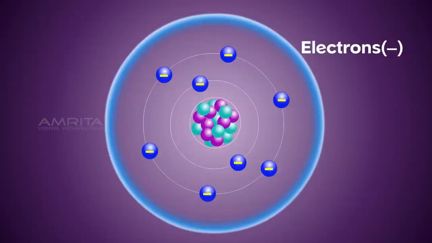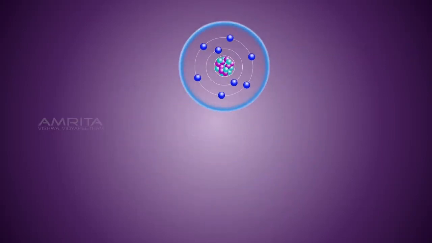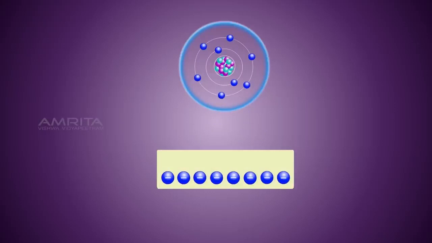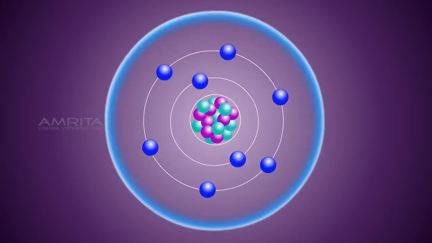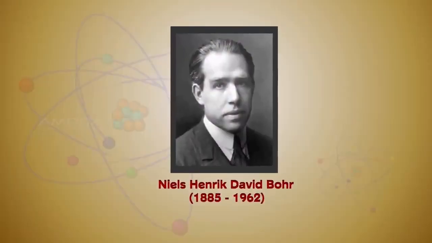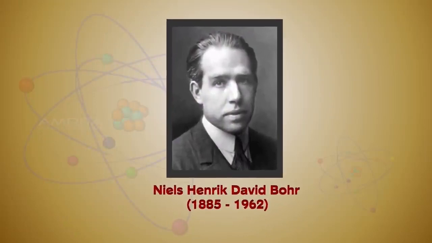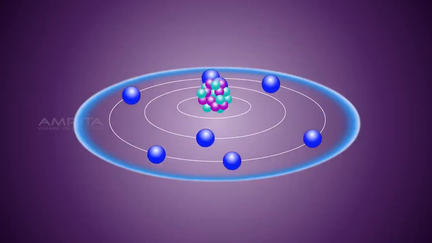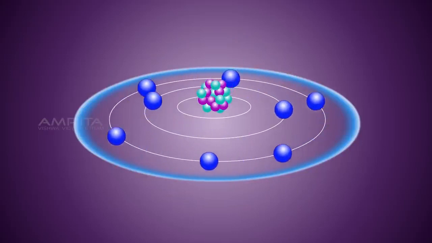Electrons are negatively charged and are located around the nucleus. An atom has the same number of negatively charged electrons as it has positively charged protons in the nucleus. Therefore, atoms are electrically neutral. Electrons are distributed in a definite path around the nucleus called shells or orbits. This concept was introduced by Niels Bohr. According to Bohr, different electrons revolve around the nucleus in their own different orbits.